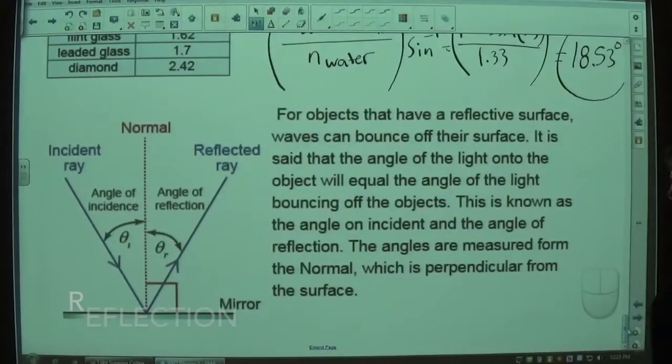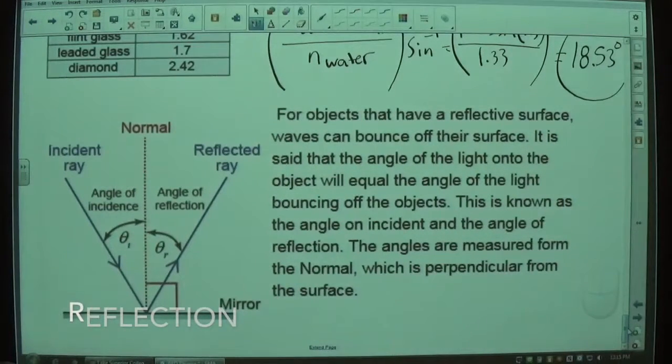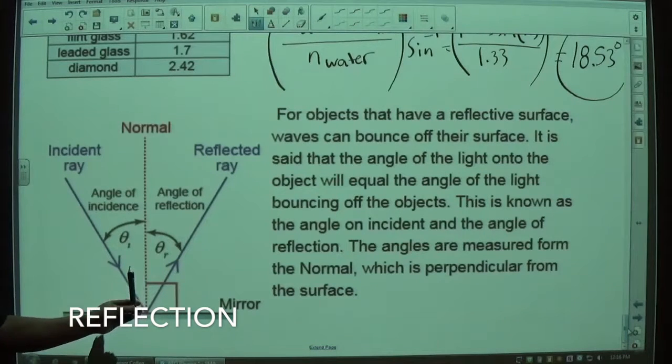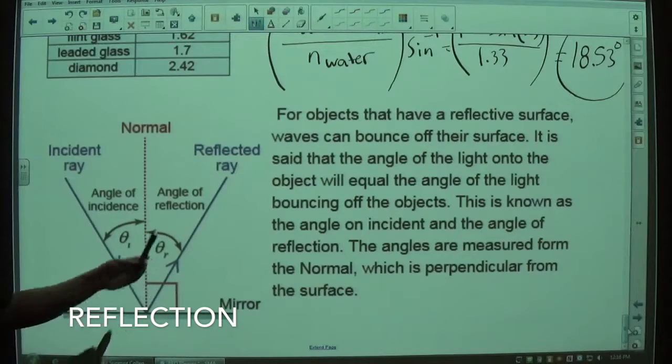And then this last example, we're not going to do any math with this, but we're just going to talk a little bit about the nature of objects that reflect. So with reflection, some of the concepts are pretty basic. They're still measuring this normal perpendicular to whatever the surface is. They have a light ray coming in and a light ray going out.